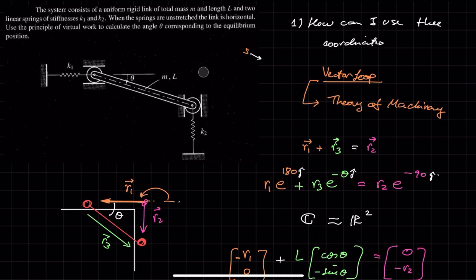So for that, I bring you this problem that represents very well what I'm trying to teach you. So how can I use the coordinates? Well, I use a vector loop. That is very useful for me to understand the equations, and I saw vector loops in theory of machinery. It's very simple. It's just vectors, and it says that the sum of the vectors needs to be 0.